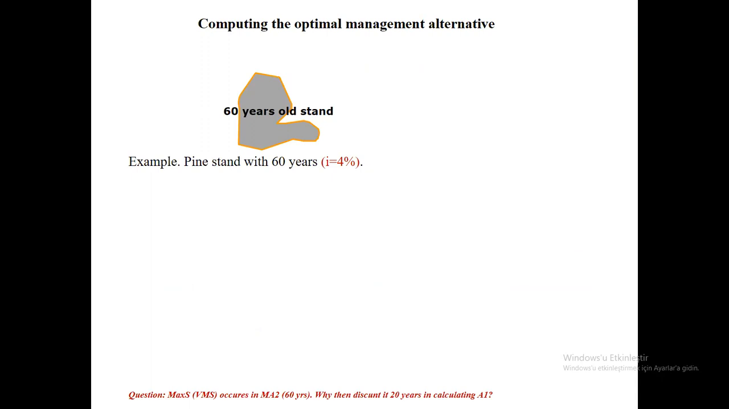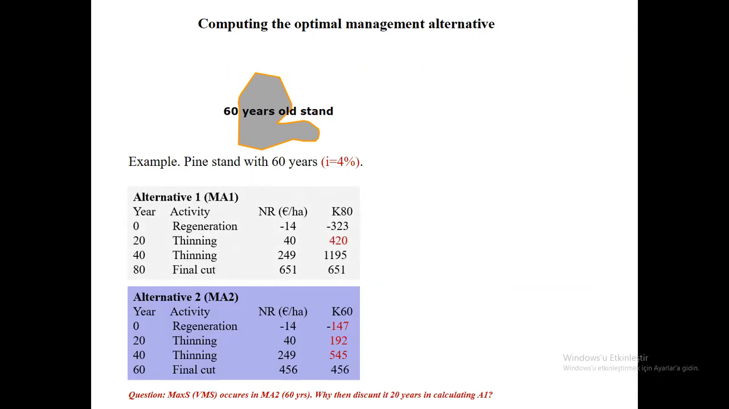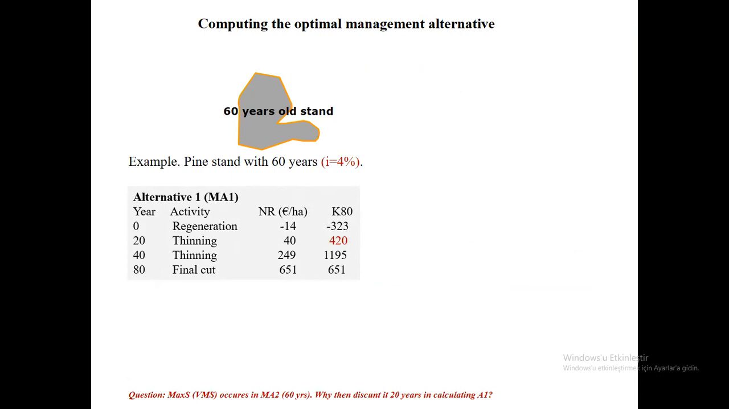Okay, here is an example. Given a 60-year-old stand, these are the options. There are two options. An option refers to a set of silvicultural treatments, an option or management alternative, okay? So management alternative one is designed to have the regeneration at the age of 0 with a net return of $14 per hectare, which is the cost, as you can see.